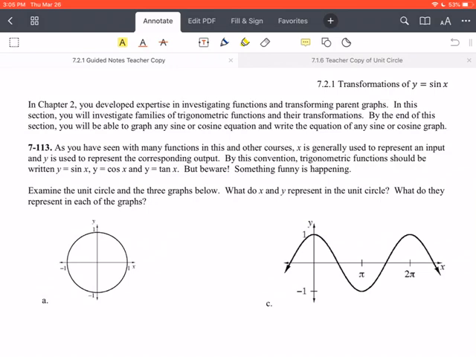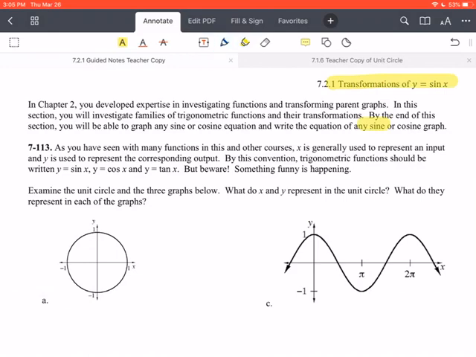So, it says in Chapter 2, we developed expertise in investigating functions and transforming parent graphs. Remember those parent graphs were like x squared, x cubed, absolute value of x, cube root of x, square root of x. In this section, you will investigate families of trigonometric functions and their transformations. By the end of this section, you will be able to graph any sine or cosine equation and write the equation of any sine or cosine graph. But realistically, we are focusing on sine today and tomorrow.